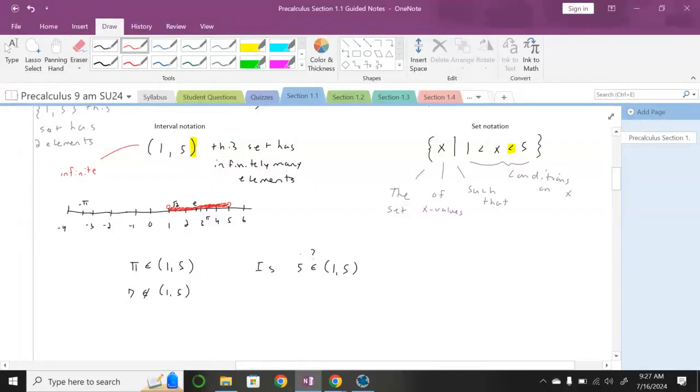So let me do this. It's not equal to, so no. I'll just put not an element, but I'll just put no. And so we can write almost the exact same set. Oops, sorry, my phone's not silent. Okay, almost the exact same set. And now 5 is an element of 1 to 5. And I can write this as the set of x values such that 1 is less than or equal to x, which is less than or equal to 5.